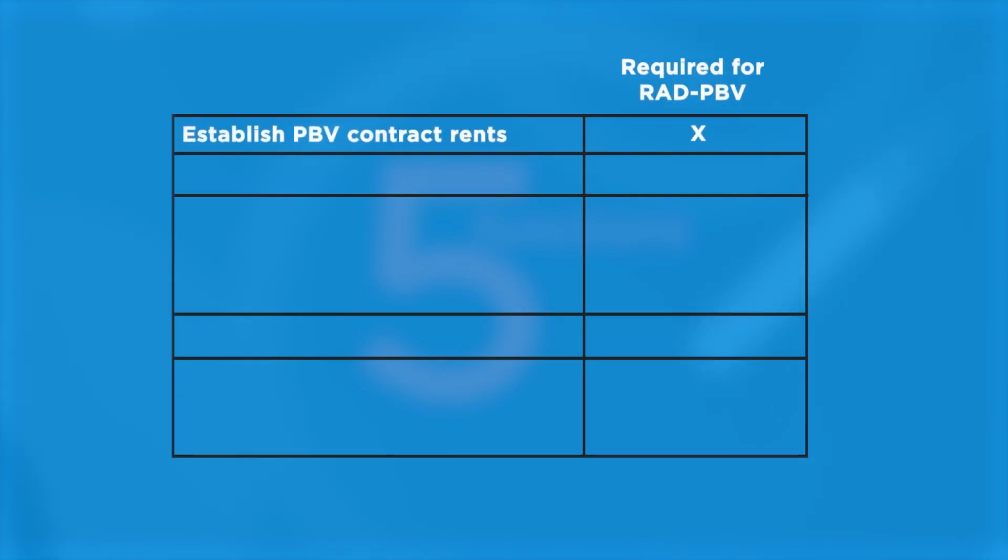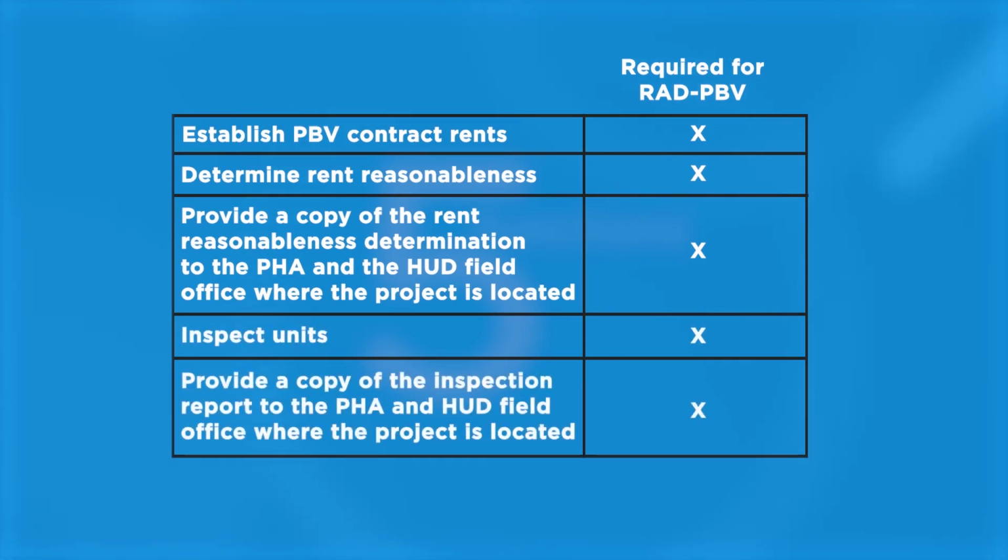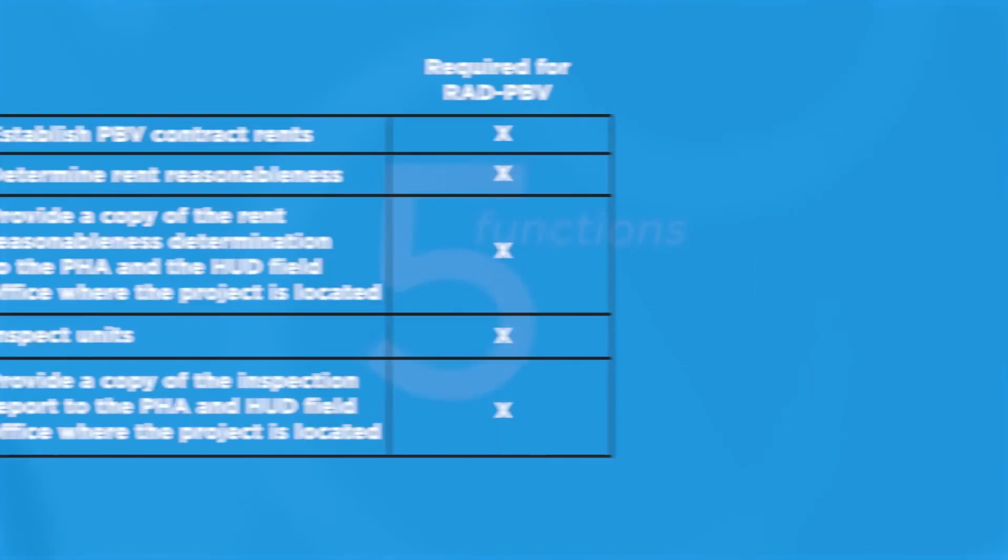These include: establish PBV contract rents, initial rent to owner, and redetermined rent to owner. Determine rent reasonableness. Provide a copy of the rent reasonableness determination to the PHA and the HUD field office where the project is located. Inspect units. Provide a copy of the inspection report to the PHA and HUD field office where the project is located.